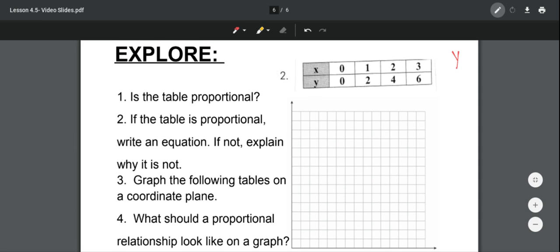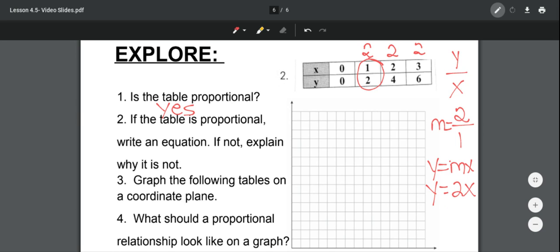Again, if we do our y divided by x, we would see that 2 divided by 1 is 2, 4 divided by 2 is 2, 6 divided by 3 is 2. So yes, the table is proportional. If we use this particular set of points, we have our m, or our constant of proportionality, or our slope, and therefore we can plug it into our equation y is equal to mx.